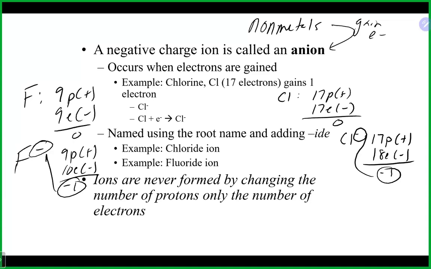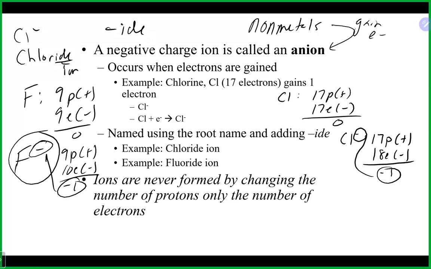But we use the base of the name, drop the last part of the name, and replace it with IDE. So instead of this guy here, which is Cl- being chlorine, it becomes the chloride ion. So the IDE here at the end. And instead of F- being fluorine, it becomes the fluoride ion.